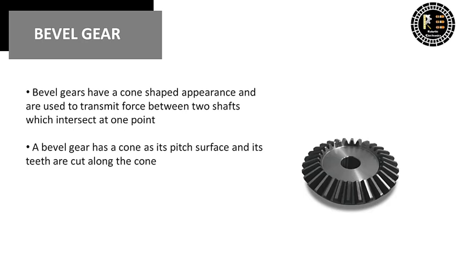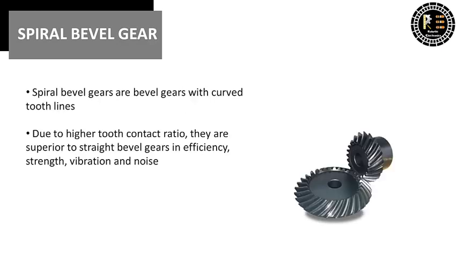And next one is the bevel gear. Bevel gears have a cone-shaped appearance and are used to transmit force between two shafts which intersect at a point. A bevel gear has a cone as its pitch surface, and its teeth are cut along the cone. Kinds of bevel gears include straight bevel gears, helical bevel gears, spiral bevel gears, miter gears, angular bevel gears, crown gears, and much more. This is something about the bevel gears.